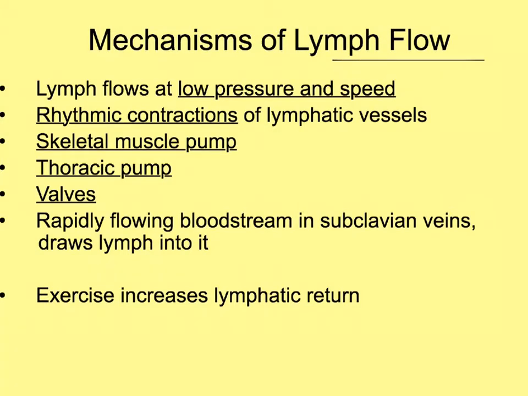So the mechanisms: how does the lymph actually flow? How does it move? So it's low pressure and speed, kind of like veins. The lymph vessels actually contract rhythmically. Now think about how the veins move blood. There's the skeletal muscle pump, so the more you move, the more your lymph flows through the veins. The thoracic pump, so when you breathe, it moves the lymph. And there are also valves. The valves are going to prevent backflow, just like in your blood.